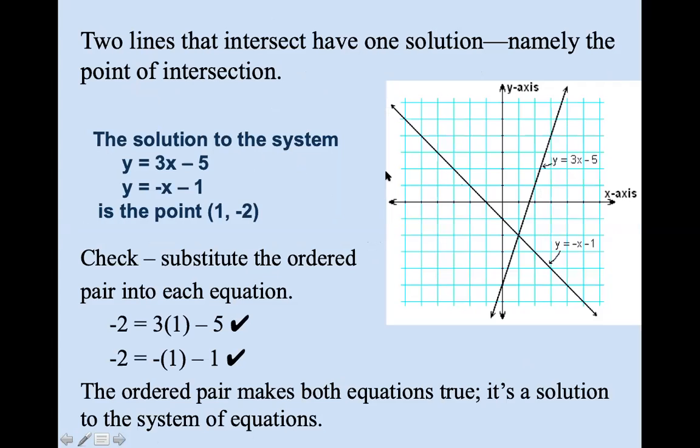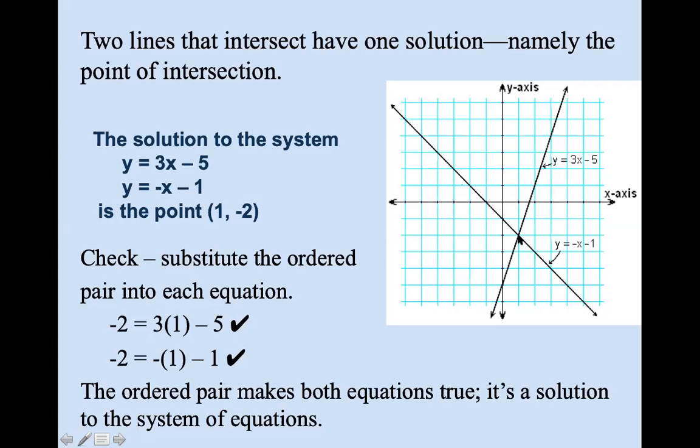So two lines that intersect have one solution, namely the point of intersection. So here I've graphed y equals 3x minus 5. I've graphed y equals negative x minus 1. They intersect here at this point (1, -2). So the point (1, -2) looks like the solution to this system. It's where these two lines cross.